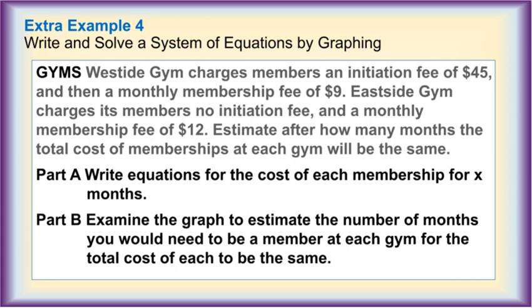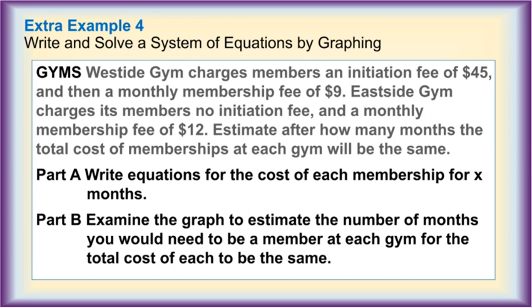Going on to our next problem. It says Westside Gym charges members an initiation fee of $45 and then a monthly membership fee of $9. Eastside Gym charges its members no initiation fee and a monthly membership fee of $12. Estimate after how many months the total cost of memberships in each gym will be the same.